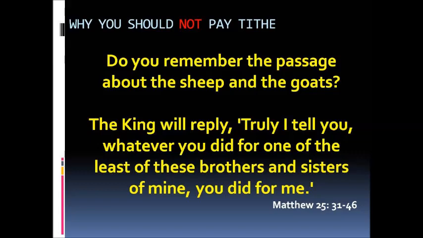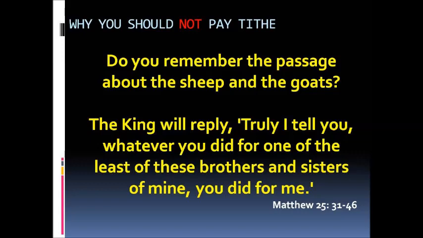Do you remember this passage? He will put the sheep on his right and the goats on his left. Then the king will say to those on his right, come, you who are blessed by my Father, take your inheritance. For I was hungry and you gave me something to eat. I was thirsty and you gave me something to drink. Then the righteous will answer him, Lord, when did we see you hungry and feed you, or thirsty and give you something to drink? The king will reply, truly I tell you, whatever you did for one of the least of these brothers and sisters of mine, you did for me.